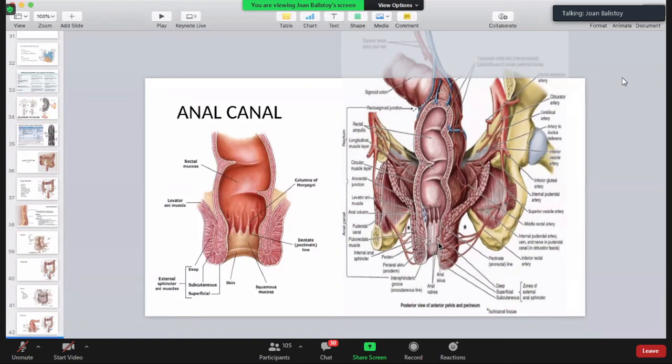So, I hope you are able to remember the important parts of the gastrointestinal system's gross anatomy, and be prepared when I ask you about it in the exam. All right? So again, read your anatomy books to reinforce what you've learned for today.